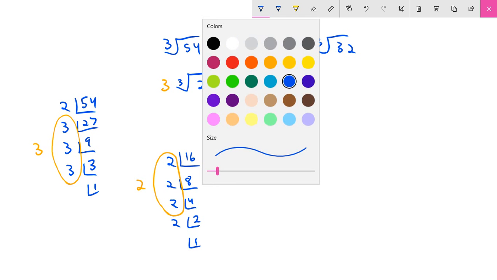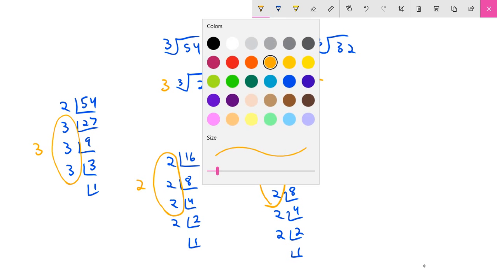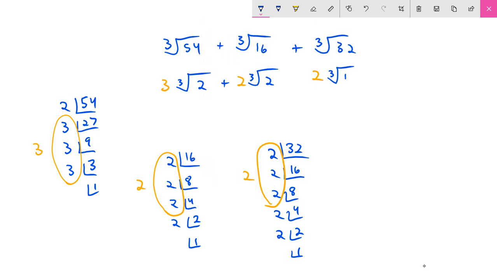All right, lastly, let's do 32. 32. What does 32 divide by? 2 gives me 16, and then 8, 4, 2. All right, so I can see one group of triples right here. And so what does the cube root of 32 simplify to? 2 cube roots of 4, that's right. Why is it of 4? Because these 2 times 2 is 4, that's right.